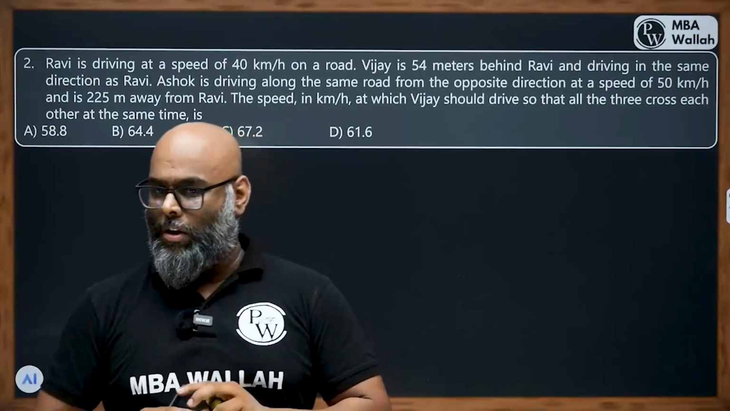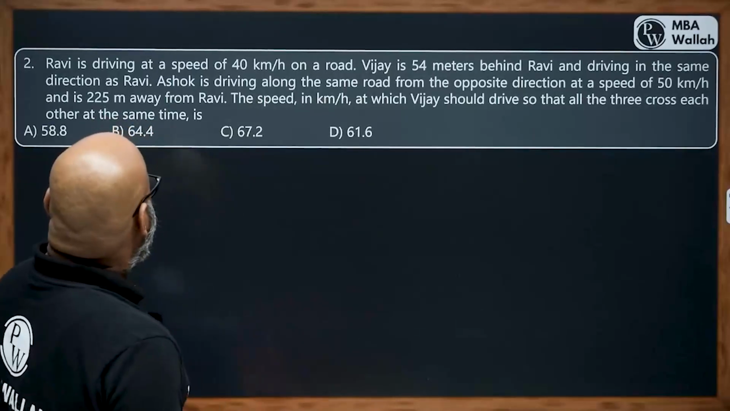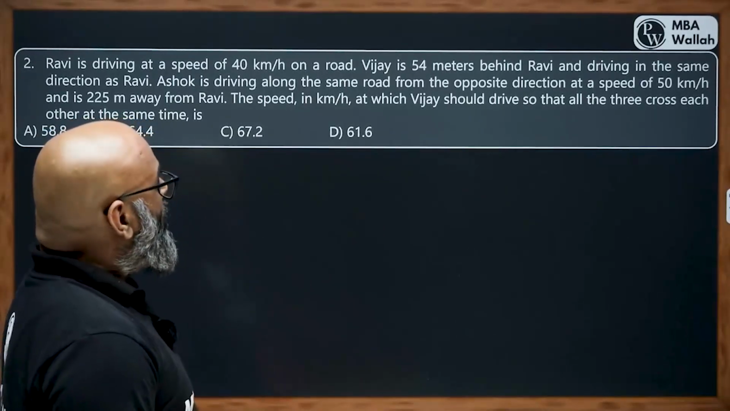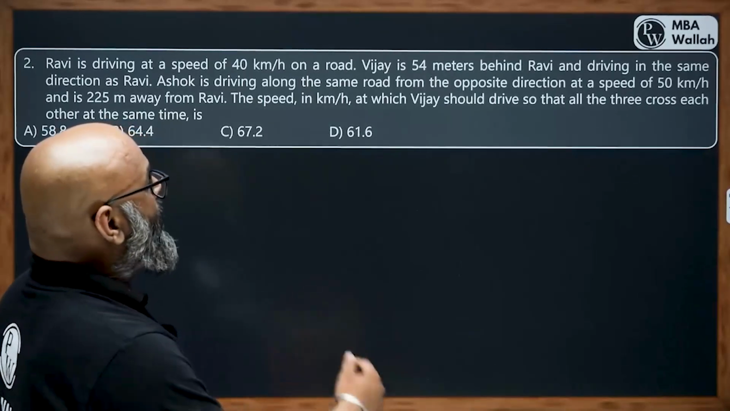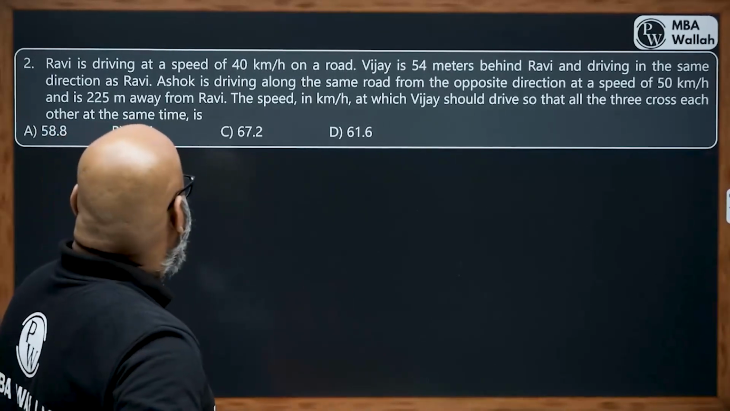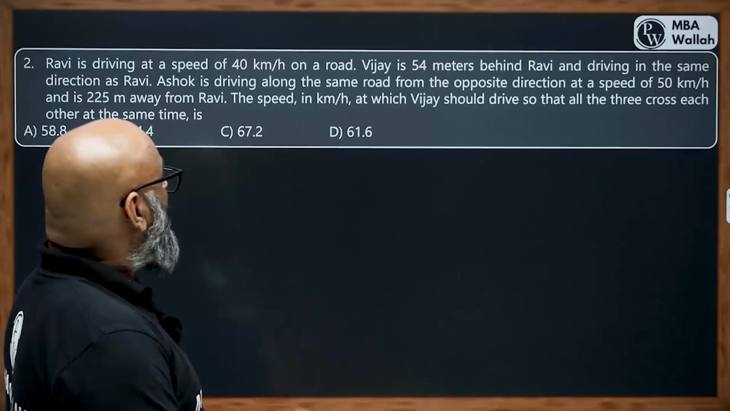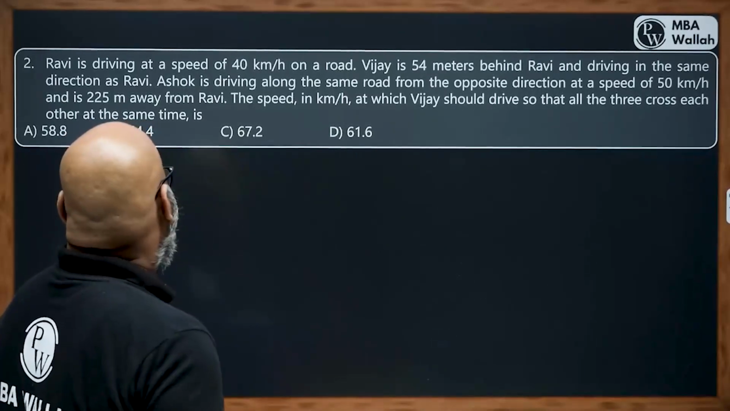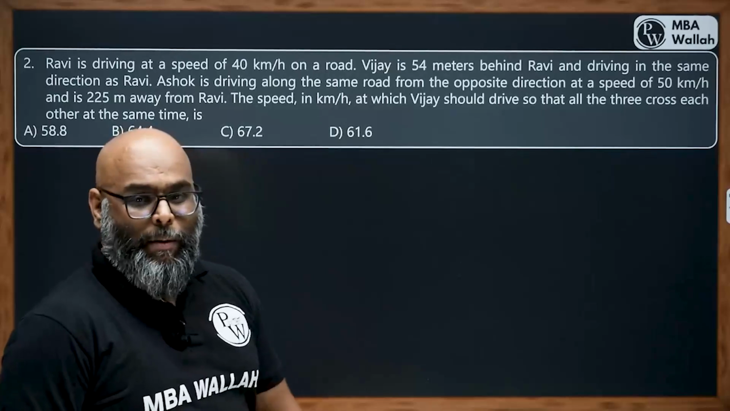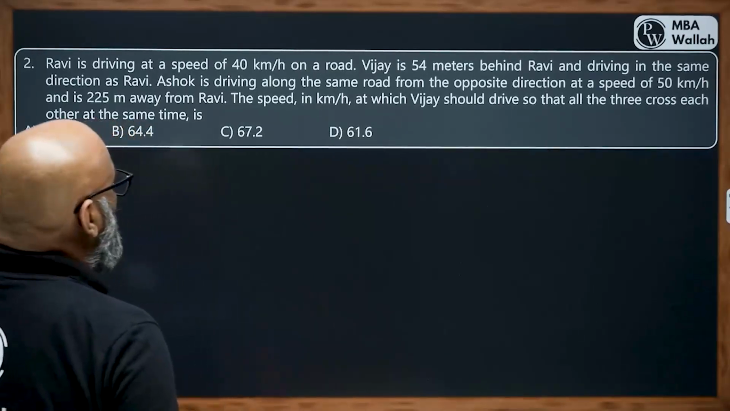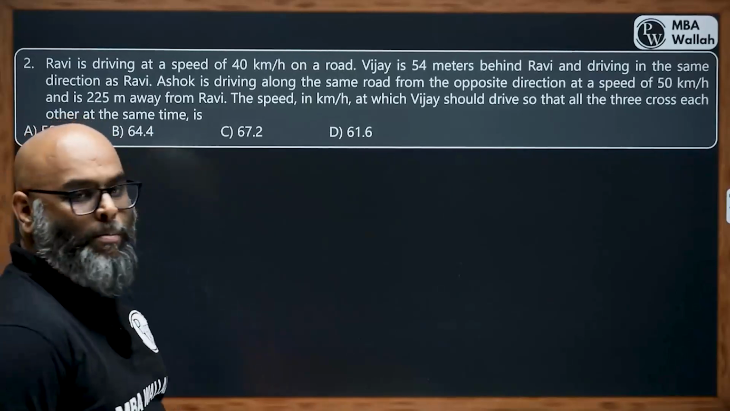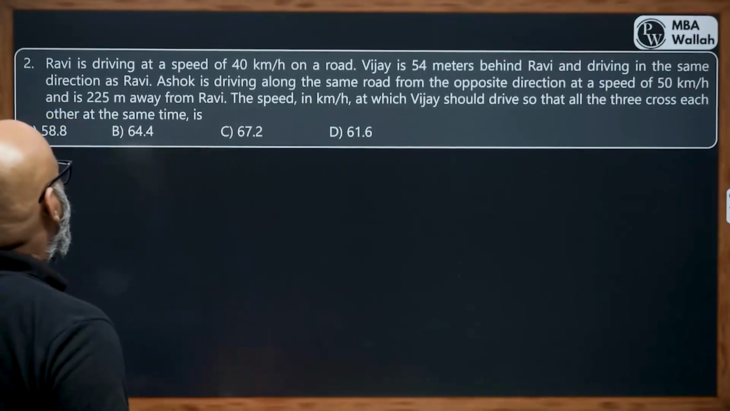And now let's solve this question. It says Ravi is driving at a speed of 40 kilometers per hour on a road. Vijay is 54 meters behind Ravi, driving in the same direction as Ravi. Ashok is driving along the same road from the opposite direction at a speed of 50 kilometers per hour and is 225 meters away from Ravi. The speed in kilometers per hour at which Vijay should drive so that all three cross each other at the same time is. Let's go for this.